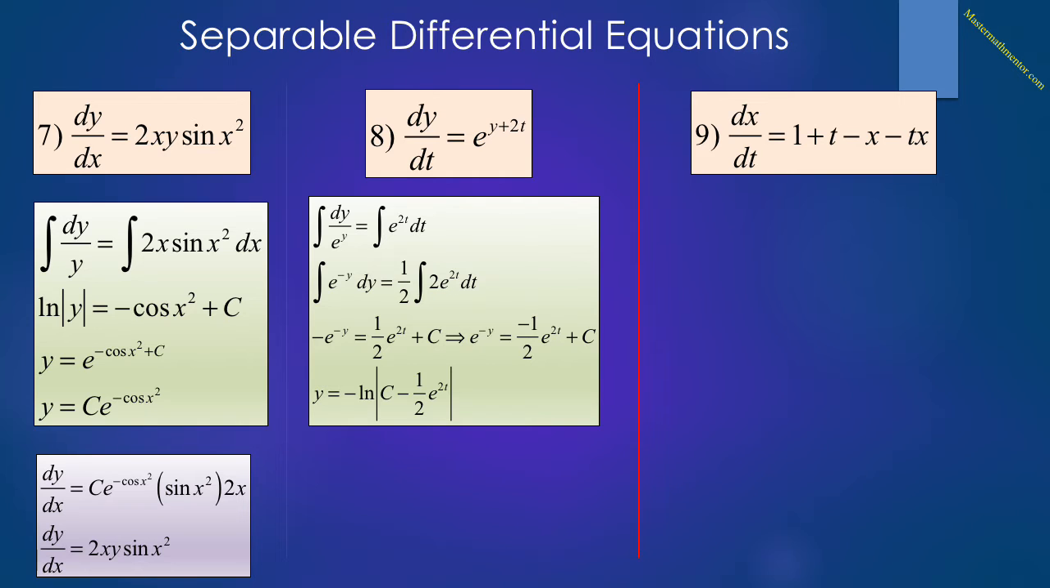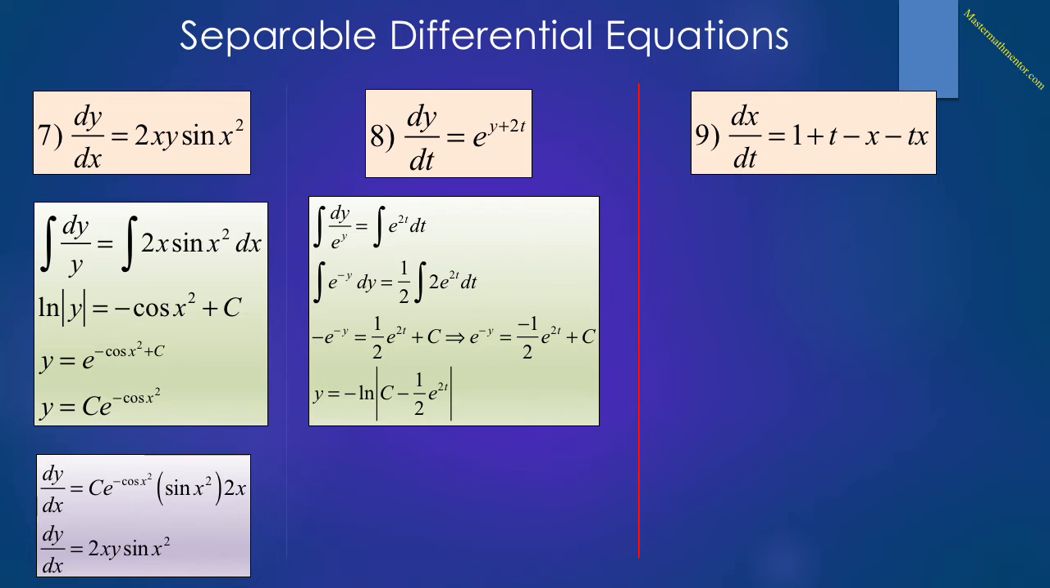Both sides will require some u substitution, and therefore the integral of e to the negative y dy is equal to 1/2 the integral of 2e to the 2t dt. Integrating, we get negative e to the negative y is equal to 1/2 e to the 2t plus c. And as we need to solve for y, we will multiply both sides by a negative and get e to the negative y is equal to negative 1/2 e to the 2t plus c.